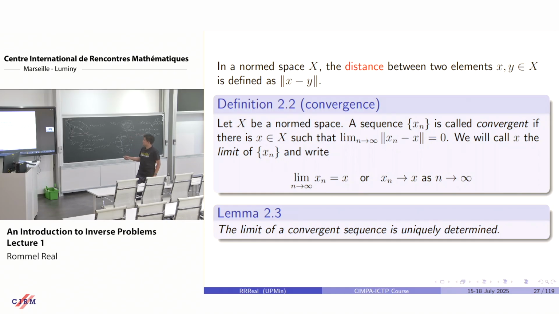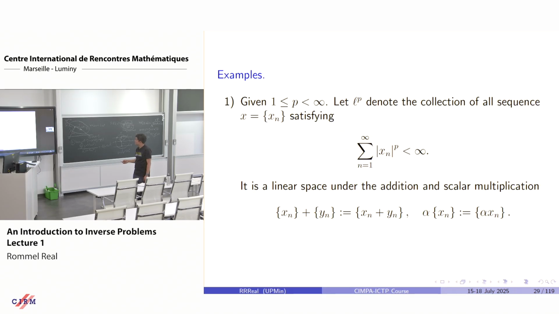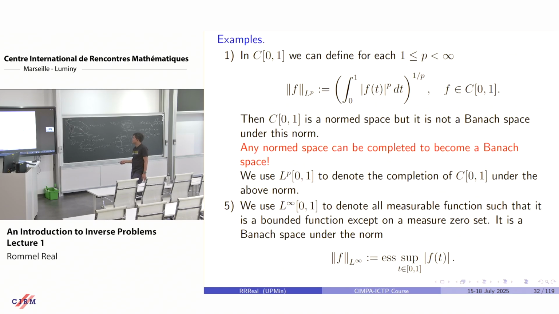And we know from calculus that the limit of a convergent sequence, if it exists, must be unique. Also, an important kind of sequence throughout the discussion is the Cauchy sequence, a sequence whose elements get closer and closer to each other. And we know that any convergent sequence is a Cauchy sequence. Okay, and also I'll just skip these examples here, especially for Banach spaces.